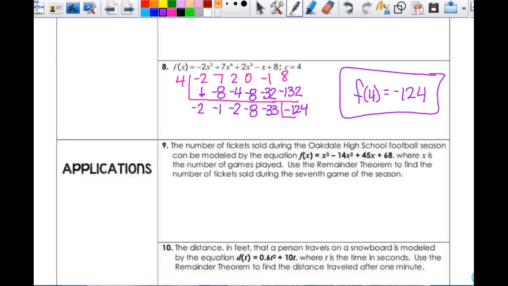Any questions at all? We're all good because we're really good at synthetic division. If you're good at synthetic division, guess what? You're good at synthetic substitution because the process is exactly the same. Okay. All right, let's look at number 9, some application problems.